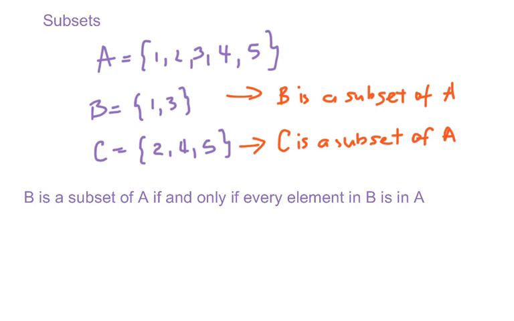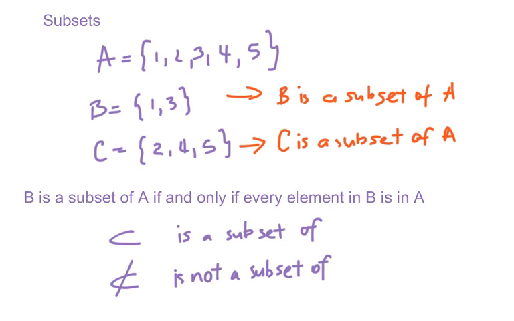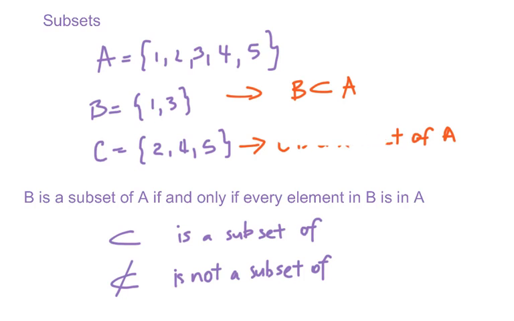And just some notation, is a subset of is represented by this sign, and is not a subset of is represented by this sign or symbol. So now we can rewrite B is a subset of A as, and we can rewrite C is a subset of A as.